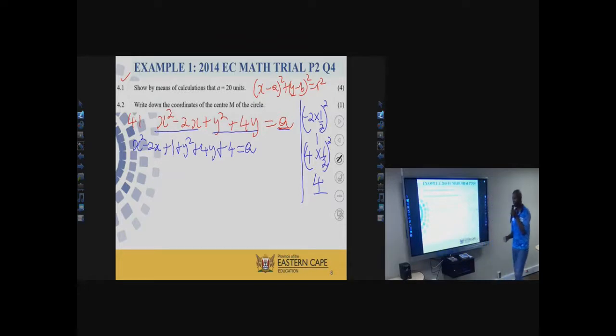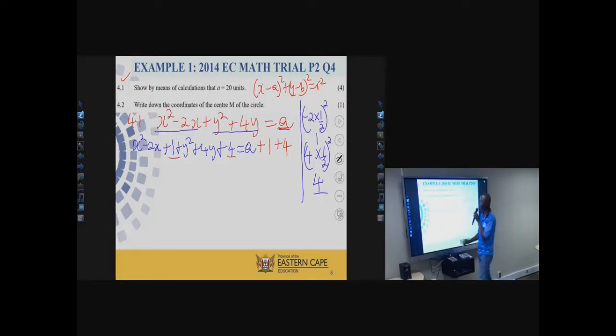But remember now, this is mathematics. Whatever you do on the left, you must also do on the right hand side. I've added 1, I've added 4 on the left hand side, so I must do likewise on the right hand side. I must add 1, I must add 4. Then the next step now is to find the factors.